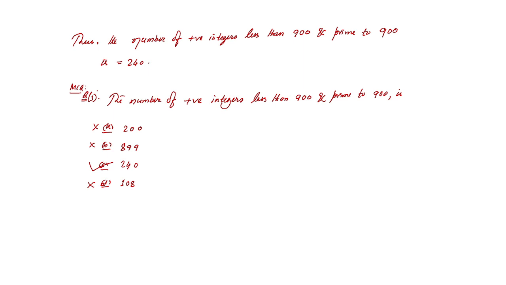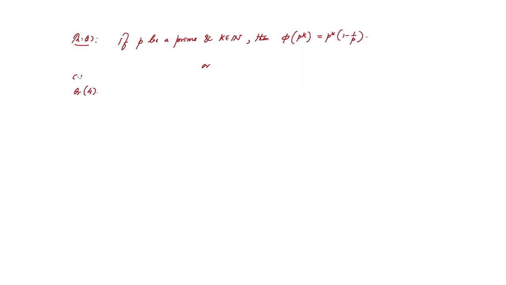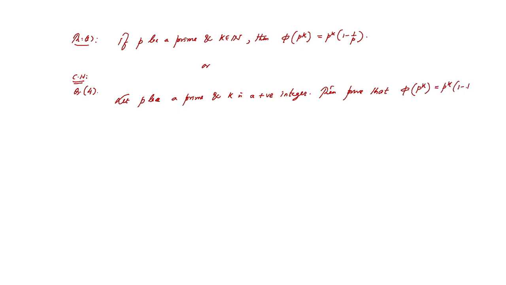Or you can ask the question in that form. So this is question 4, and that question is also asked in Calcutta University examination. Let p be a prime, and k is a positive integer. Then prove that phi of p to the power k is p to the power k into 1 minus 1 by p, where phi represents the Euler phi function.